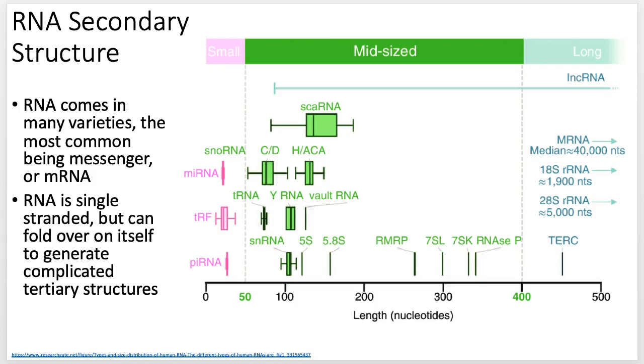Now, I mentioned here that RNA comes in many varieties. Messenger RNA is the common one. That's the one we talk about a lot. So I borrowed this from somebody. They put a bunch of stuff on here on the length. So length in nucleotides. Your messenger RNAs can be super long. They can be kind of short, but for the most part, they're going to be pretty long. Same with the ribosomal RNAs, which I'll talk about in a second.